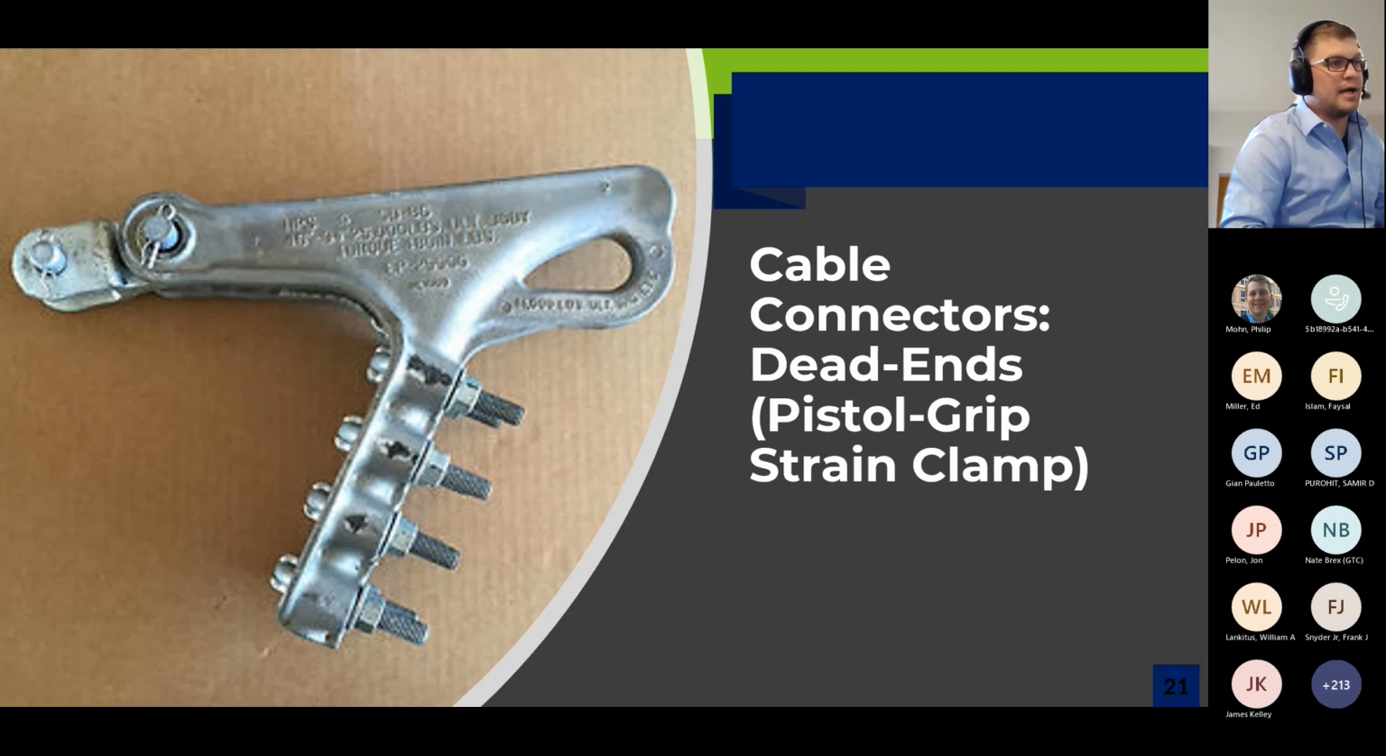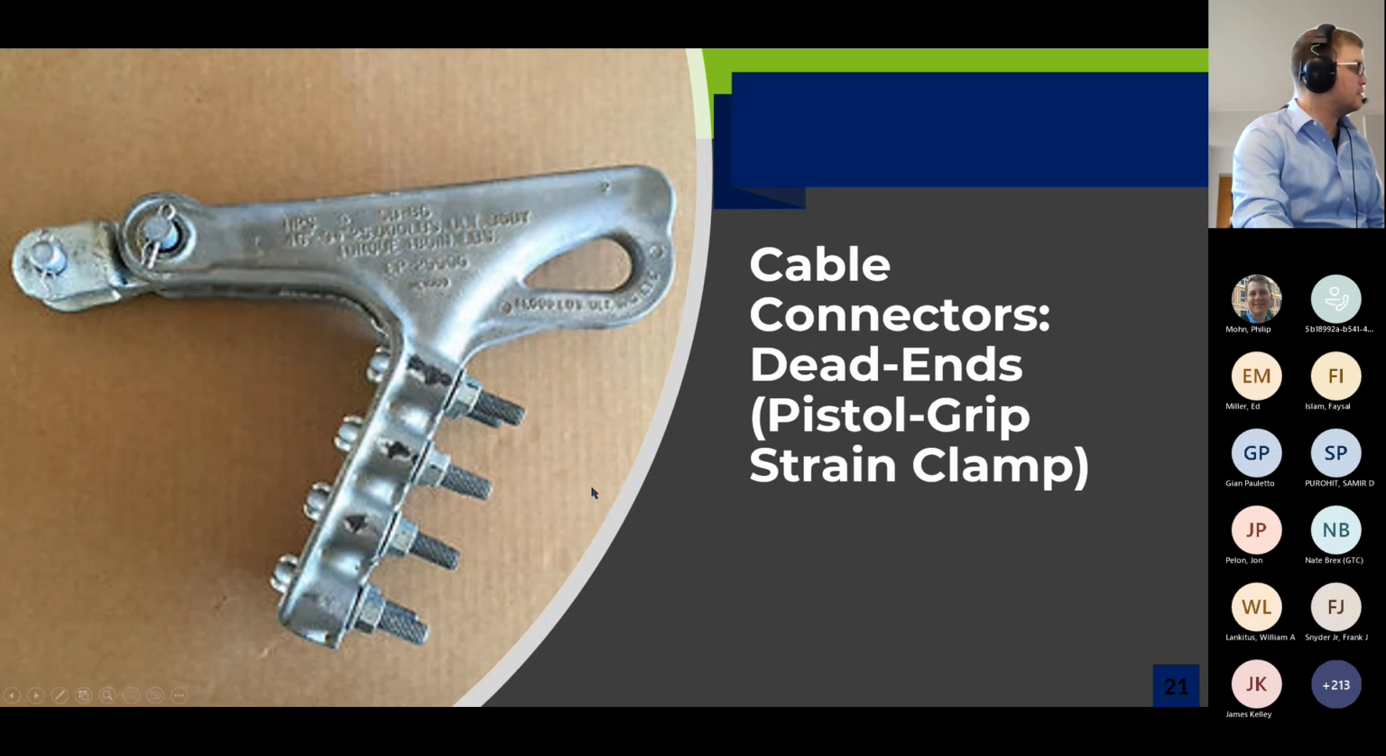Getting into dead end style assemblies here. I call this one the dead end pistol grip strain clamp, where you'd have your incoming overhead conductor coming in and goes down through here. You have your bolted connection holding it into place. And in some stations, you'll see where that cable might continue onward to the switch pad of the first switch in the yard there. At this point, you'd have your clevis, your Ys, your insulators, and then that would attach to your dead end structure.